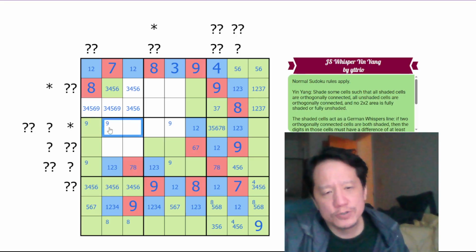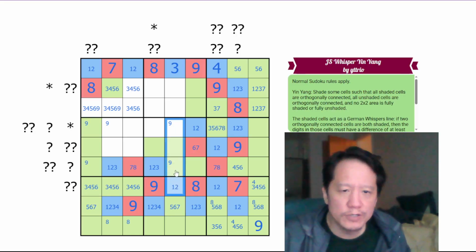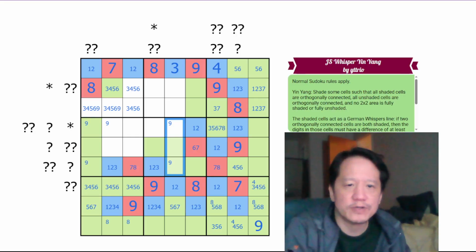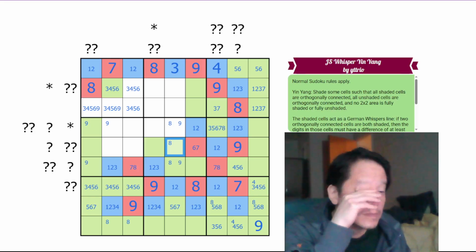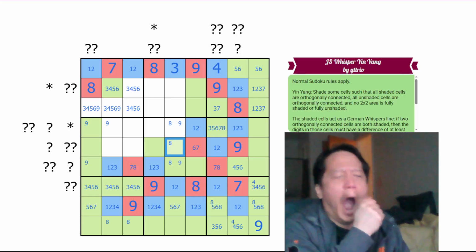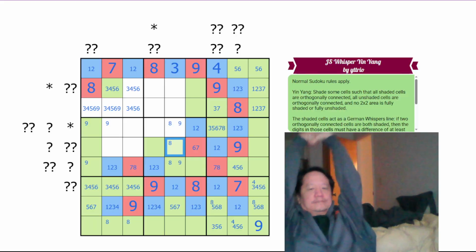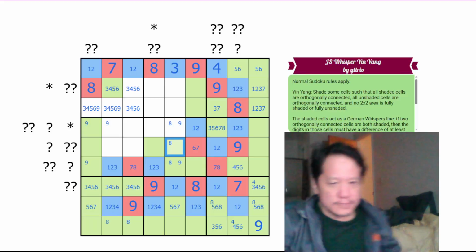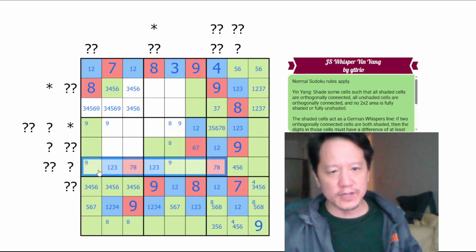So it could be 2, and then 1 there. Where is 8 in column 5? It has to be one of these 3. That's interesting. This can't be 8 because of the 7-8 pair in the row.